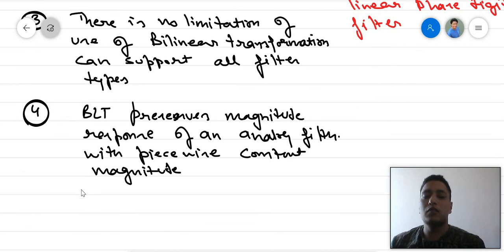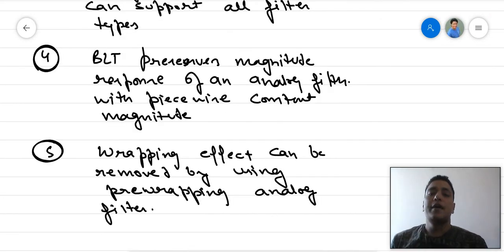Bilinear transformation also preserves the magnitude response of an analog filter with piecewise constant magnitude. It does compress the ripples, but if we go for the piecewise constant magnitude, then BLT preserves the magnitude from the analog filter. Next, the wrapping effect can be removed by using pre-wrapping of the analog filter, and with these advantages and disadvantages, we have completed the bilinear transformation.